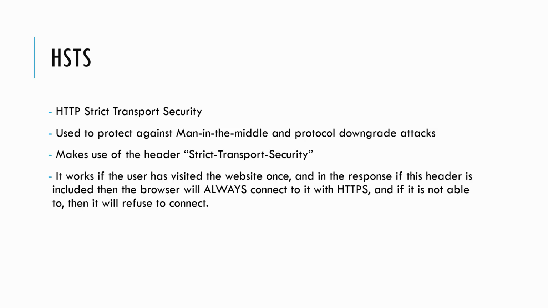So if we are trying to connect to a banking website or some other website where we have to enter sensitive information, and someone has launched an attack against us, and we are not able to use HTTPS and are only able to use HTTP, and we have at least visited that website once in the past, and that website is using the strict transport security header, then our browser will refuse to connect and it will only connect to that website over HTTPS, and this is a really good security feature.